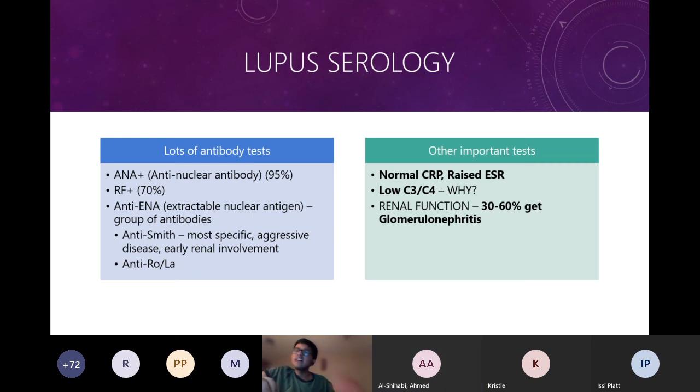The other important tests, can anyone tell me what another important test for lupus is? CRP, ESR. So, yes. And C3, C4. So are CRP and ESR both raised in lupus?